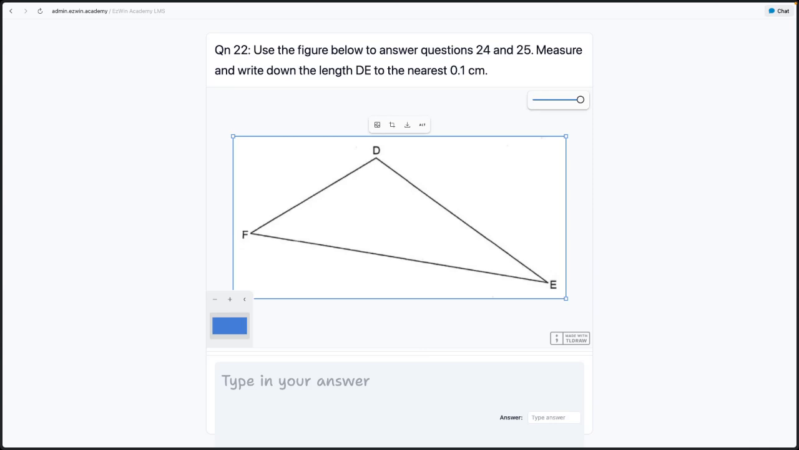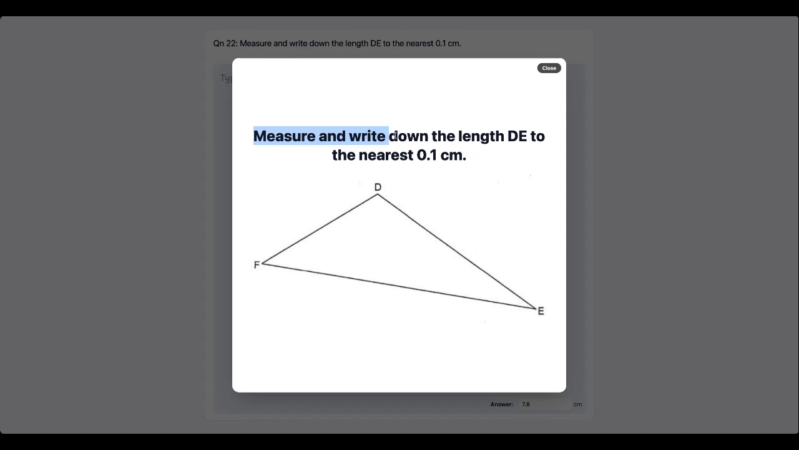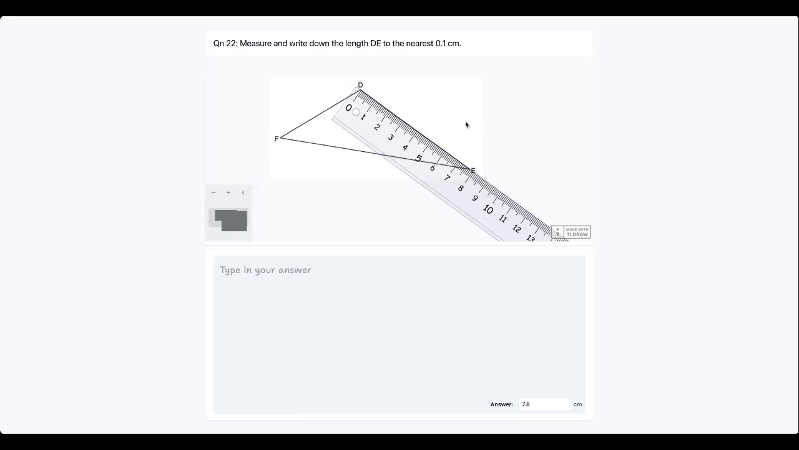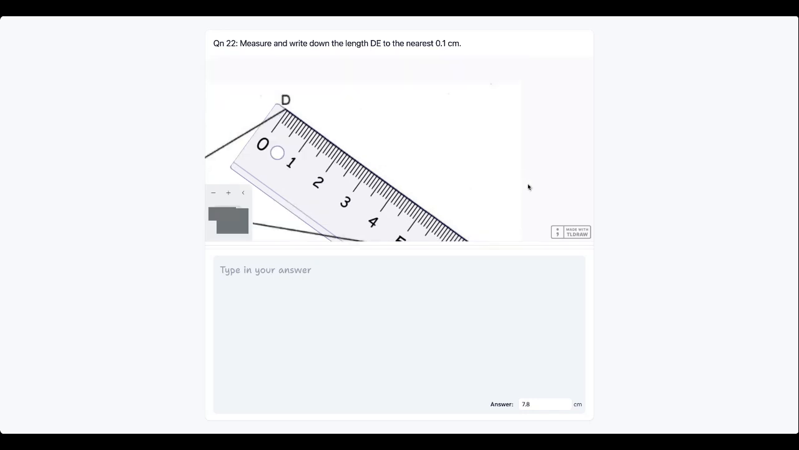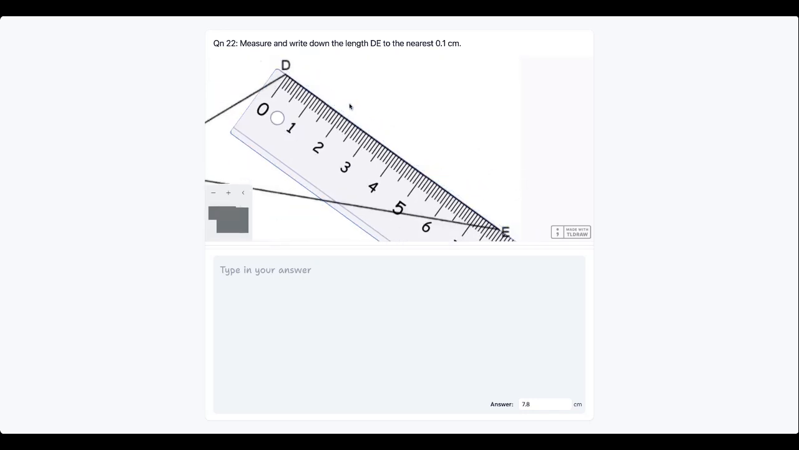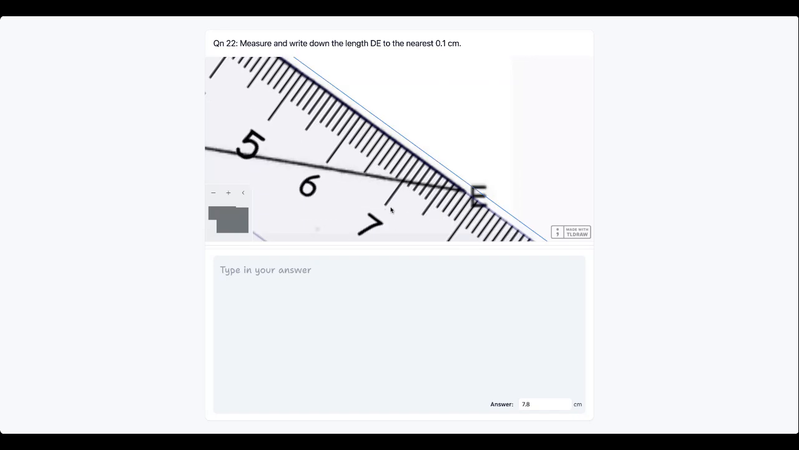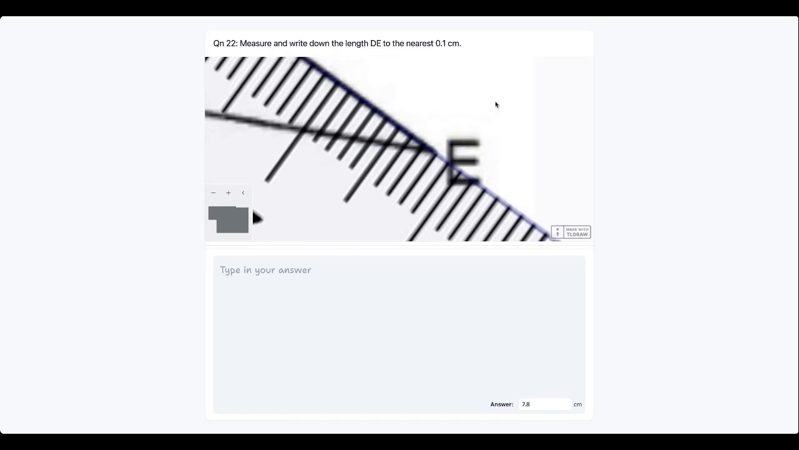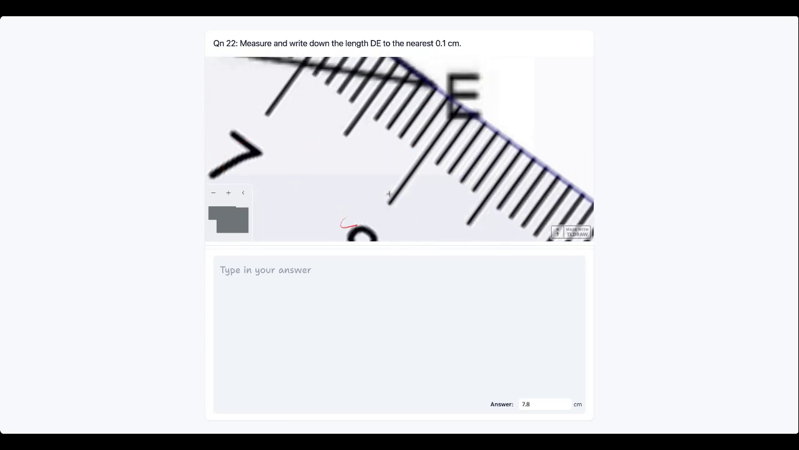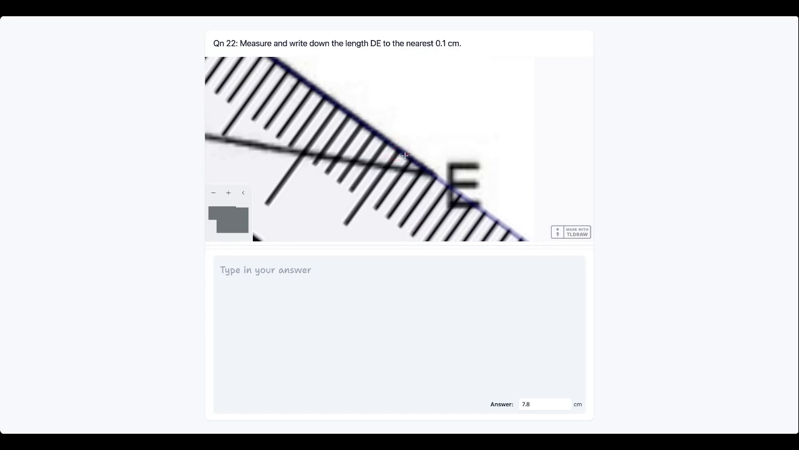Question 22. Okay, question 22. Measure and write down the length DE to the nearest 0.1 centimeters. So I have a ruler over here. I've already aligned it to the line DE. So pretty straightforward. Align the ruler to the line DE and then just look very closely, right? So it goes above 7, and then you just need to measure which one it is at. Okay, so in a sense, we already hit the midway mark between 7 and 8. And then after that, we just got 7.5, 7.6, 7.7 and 7.8.